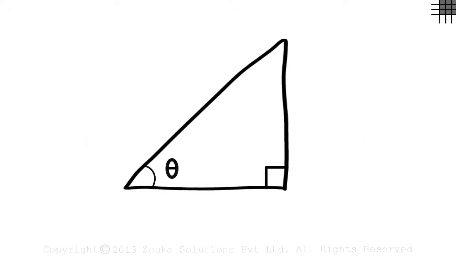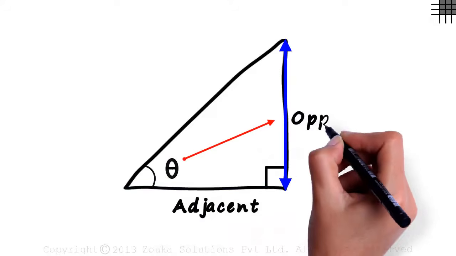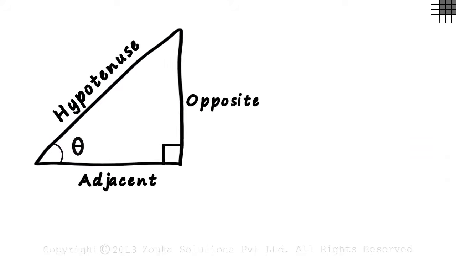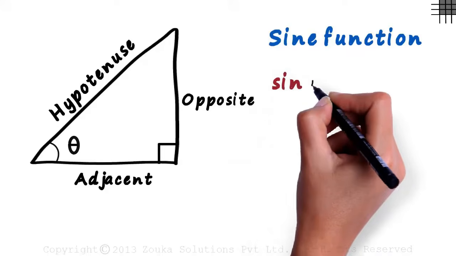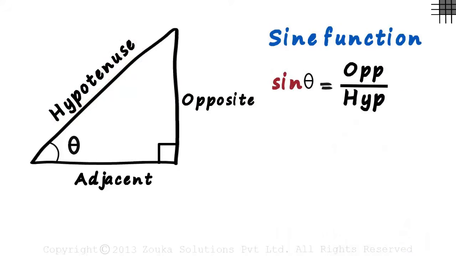Let's see the formulae of the three important trigonometry functions. We consider the same triangle we have seen before. This is the side adjacent to theta, this is the side opposite to theta, and this is our hypotenuse. We have seen the formula of a sine function. Sine theta equals opposite divided by the hypotenuse. Remember, we don't write an e here.